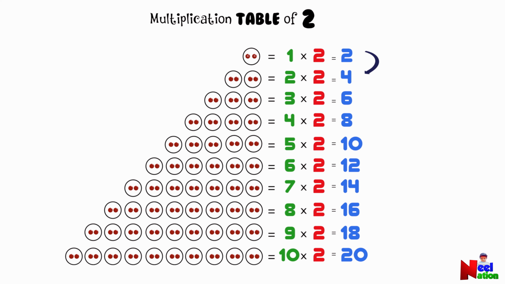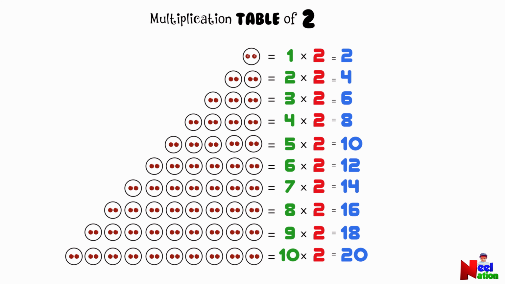2, 4, 6, 8, 10, 12, 14, 16, 18, 20. That's the whole table of 2.